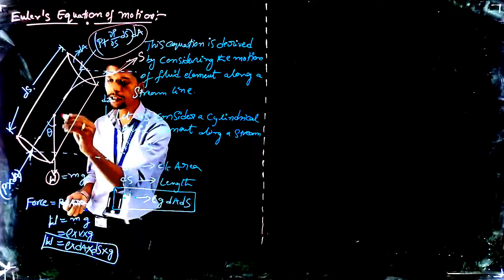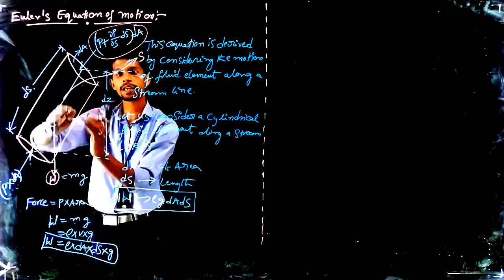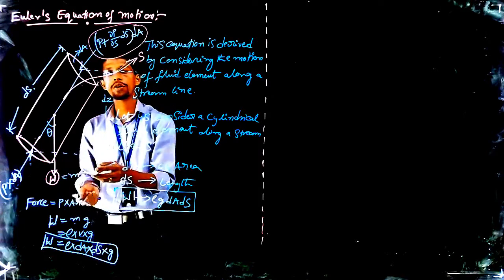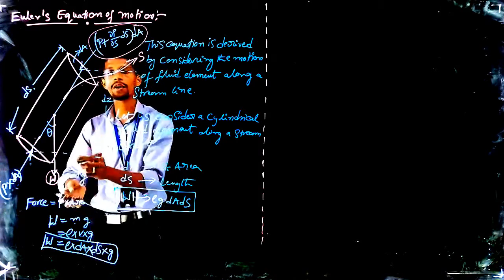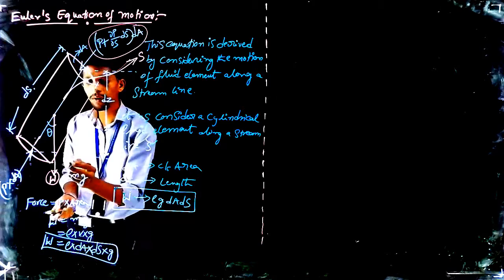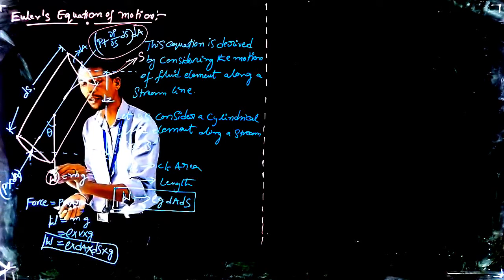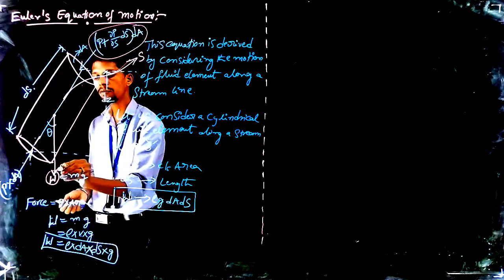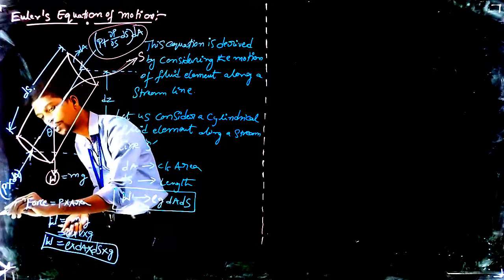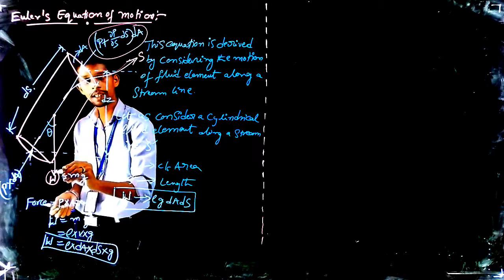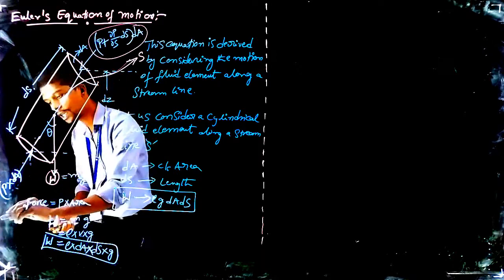Here the weight is acting in the downward direction of this inclined fluid element. So if you want to resolve the forces, it is very difficult to resolve. That's why we have to resolve this weight component along this line, right? If you resolve this weight component along this line, what will you get? W cos theta you will get. So this weight is acting in the downward direction, right?